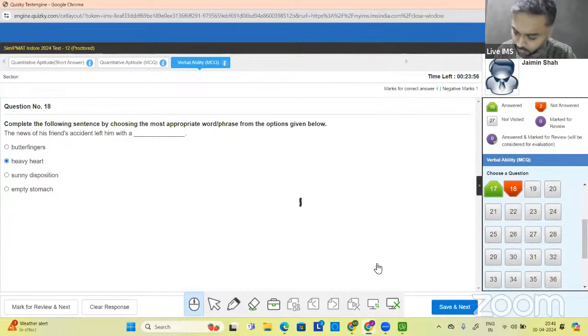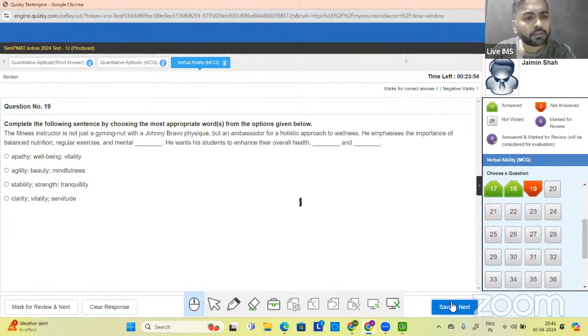The fitness instructor is not just a gym nut with a Johnny Bravo physique, but an ambassador for a holistic approach to wellness. He emphasizes the importance of balance, nutrition, regular exercise, and mental apathy. No, mental agility is not right. Mental stability or mental clarity. He wants his students to enhance their overall strength, overall tranquility, or overall health, overall vitality, and overall strength will be right.